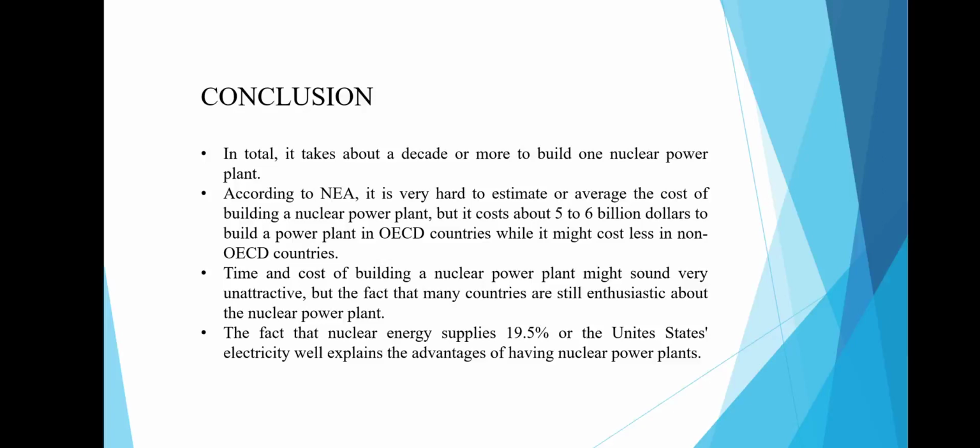Conclusion. In total, it takes about a decade or more to build one nuclear power plant. According to NEA, it is very hard to estimate or average the cost of building a nuclear power plant, but it costs about $5 to $6 billion to build a power plant in OECD countries, while it might cost less in non OECD countries.